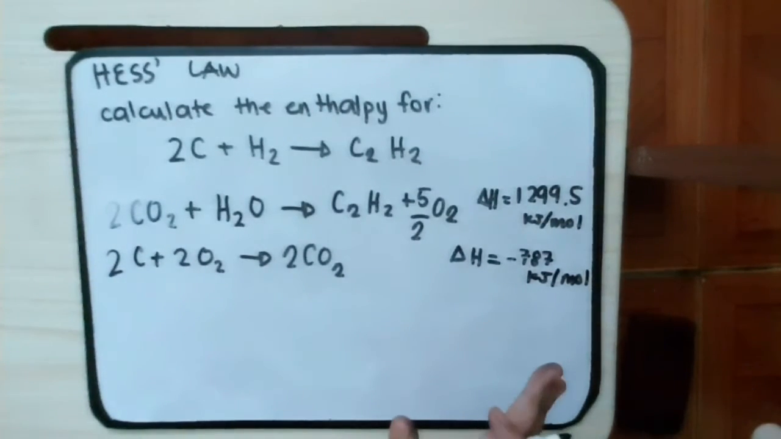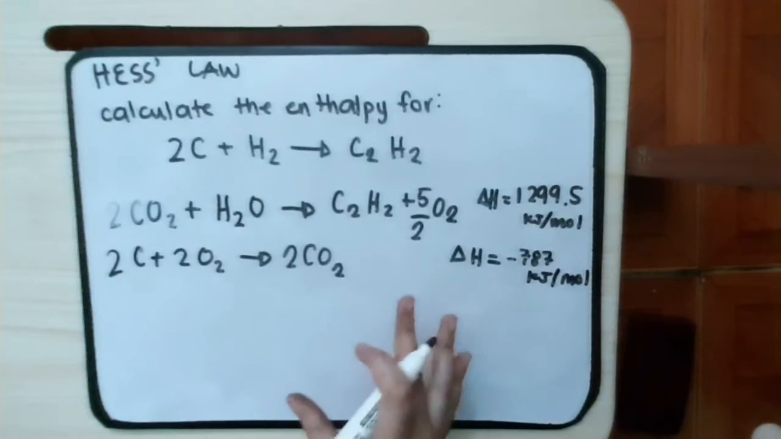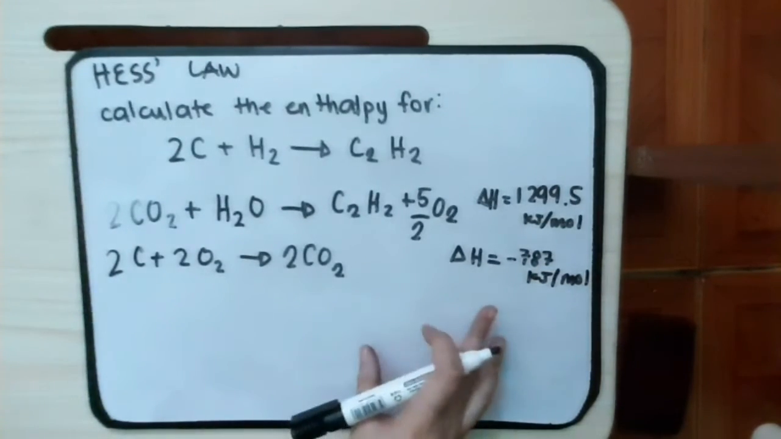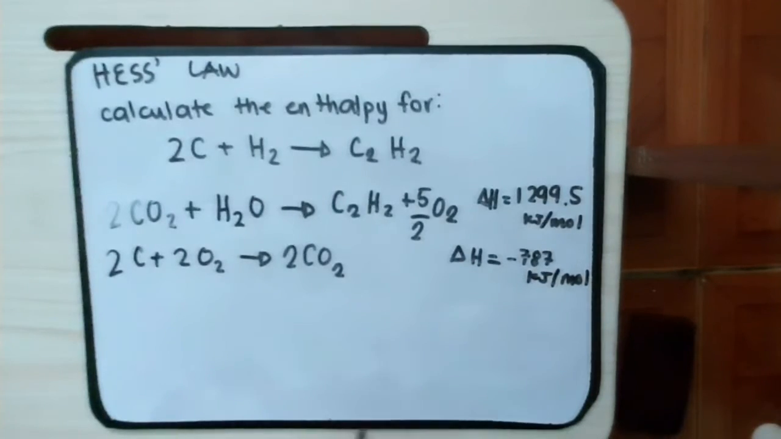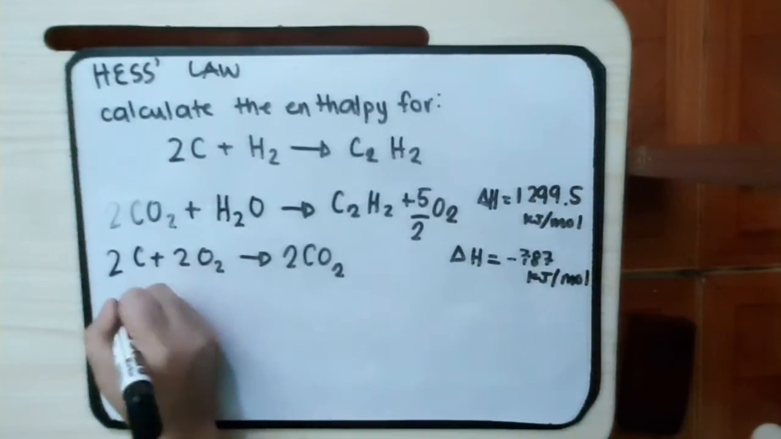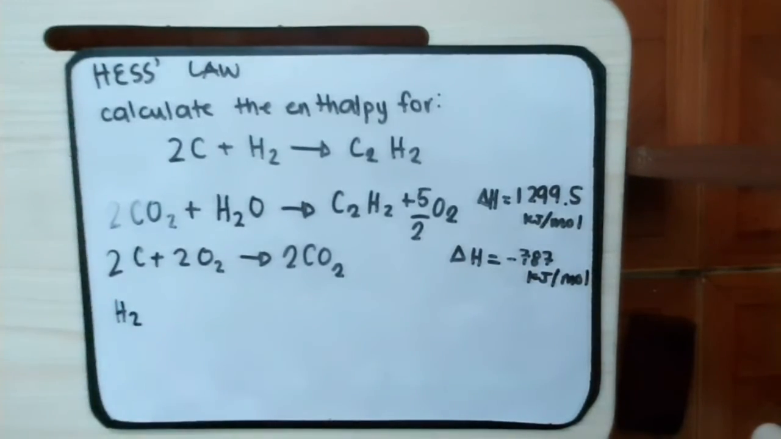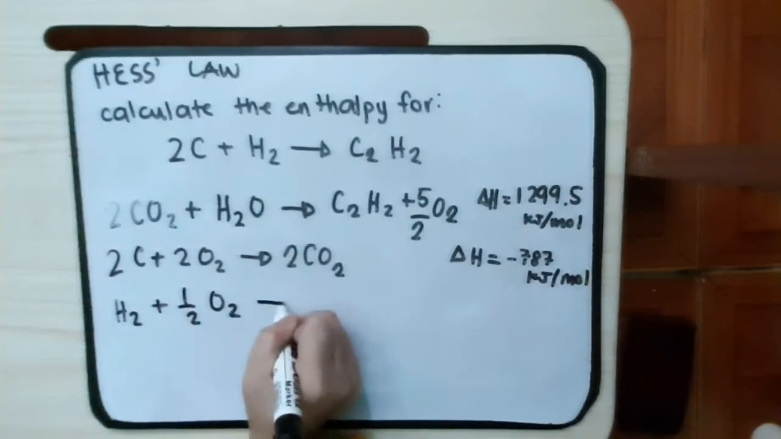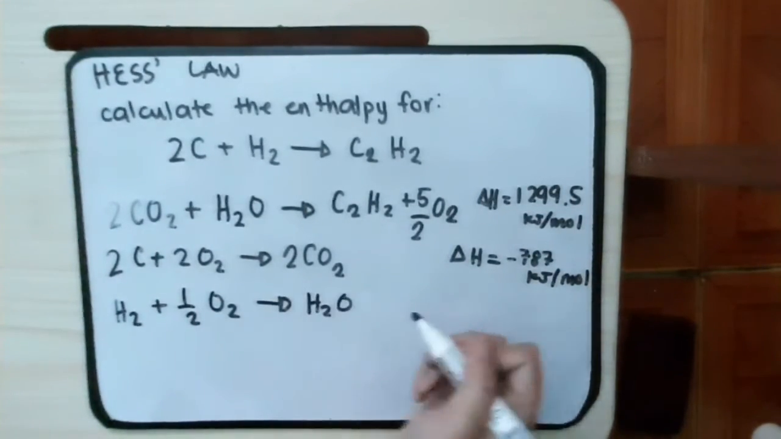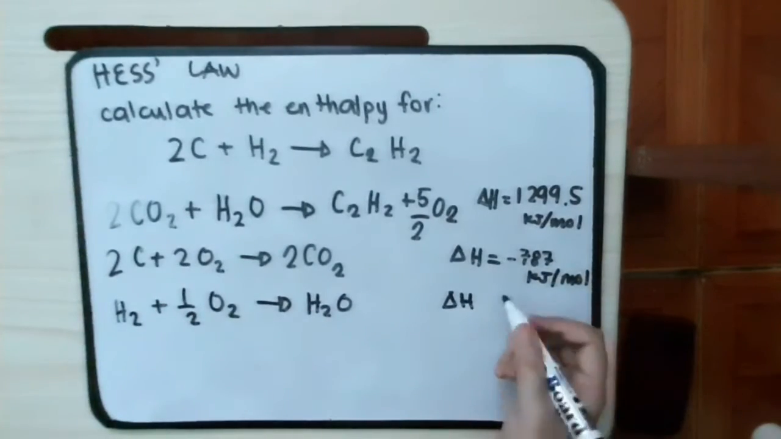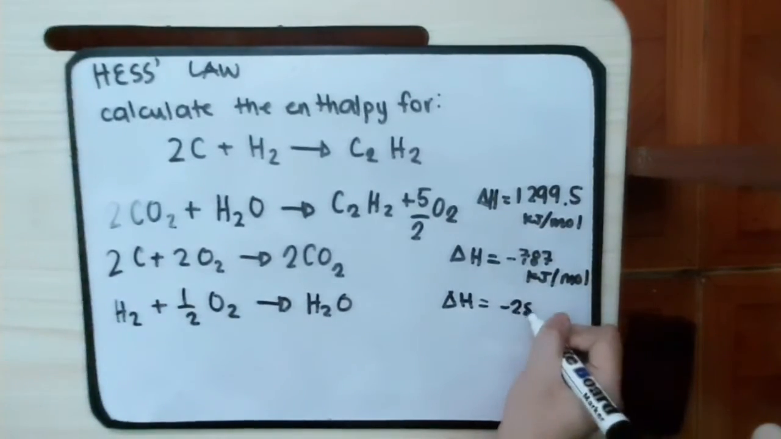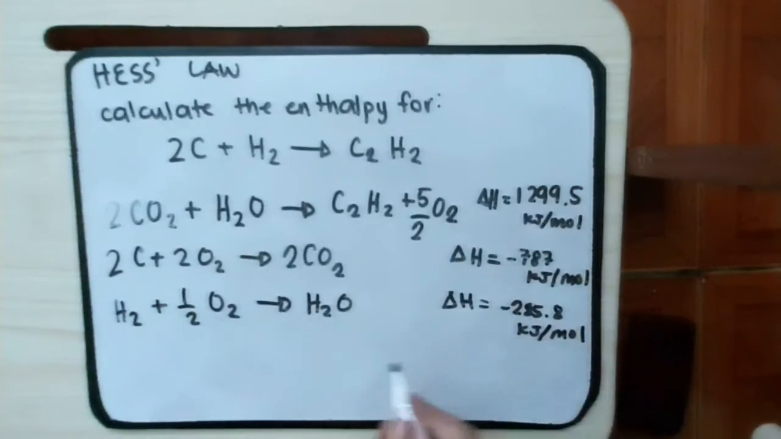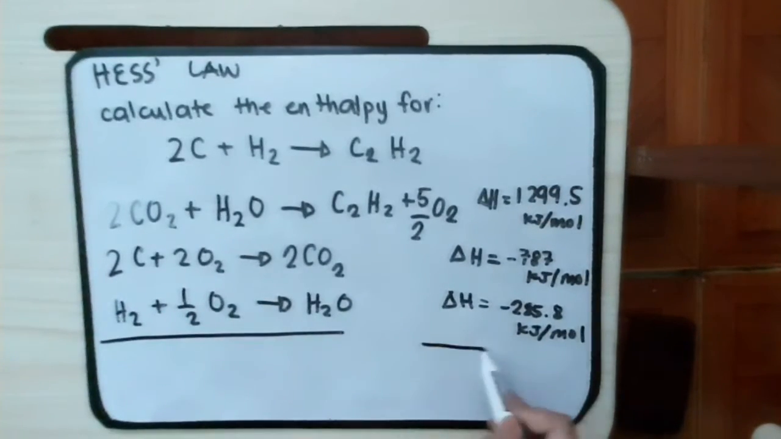Always remember that when you do an operation on this side, you have to do the same to the delta H, or the enthalpy of the reaction. And then simply writing the third equation, H2 plus 1/2 O2 yields H2O, its delta H is negative 285.8 kilojoules per mole. So we simply add.